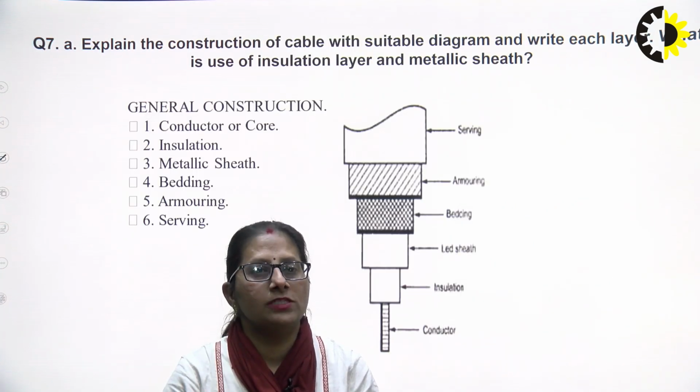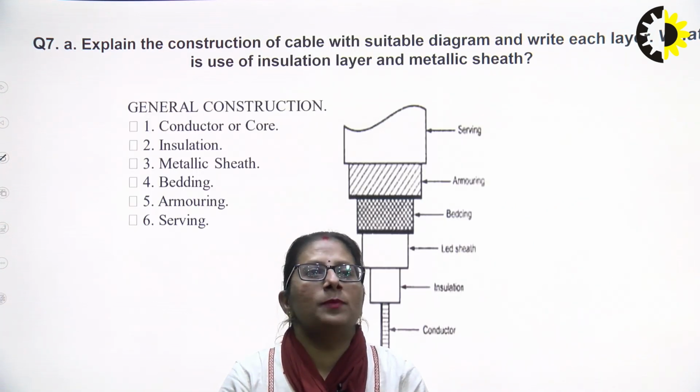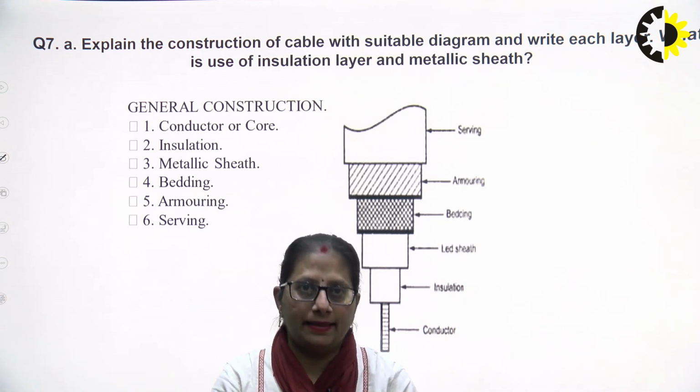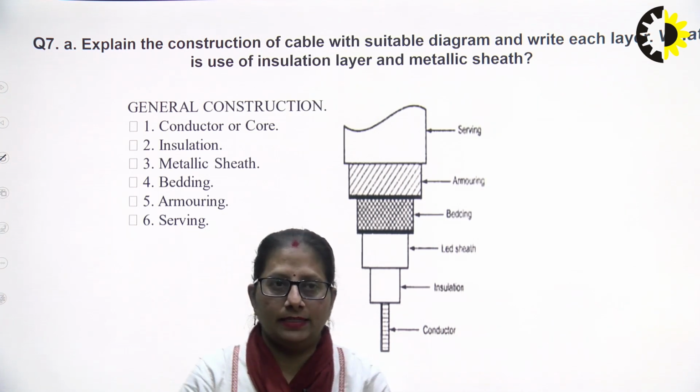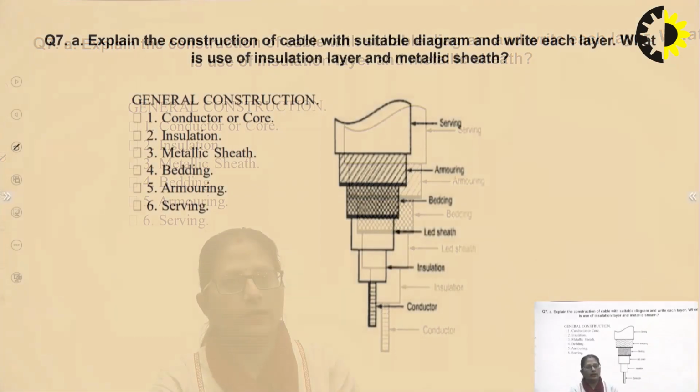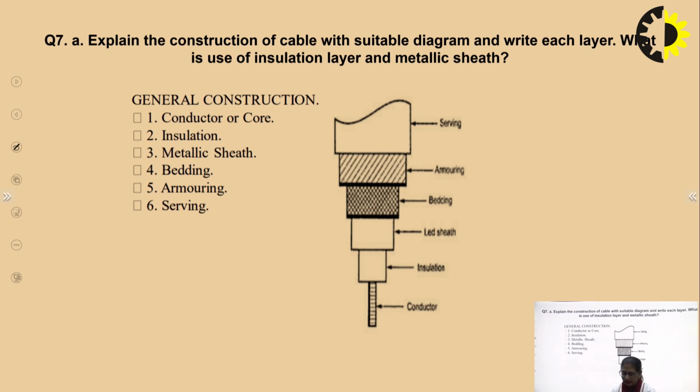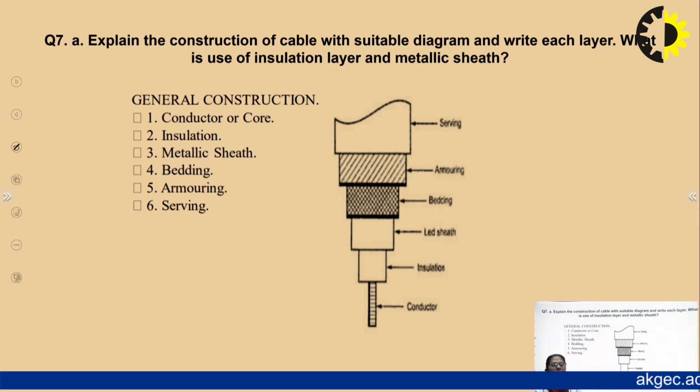The last question which is remaining is, explain the construction of a cable with a suitable diagram and write each layer. What is the use of the insulation layer and metallic sheath? So we can see over here that the general construction for a cable can be given with these 6 layers.